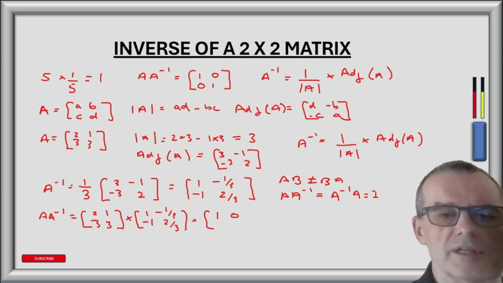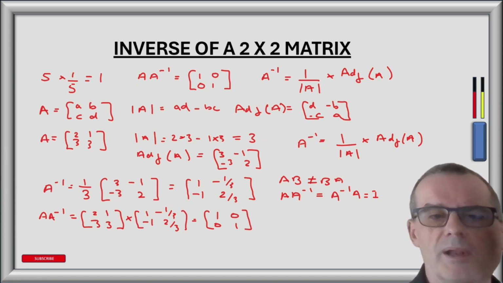Then if we move on to the next row of A, we have 3 times 1 minus 3, so that's 0. And we have 3 times minus 1/3, which is minus 1, plus 3 times 2/3, which is 2. So that leaves 1. That gives us our identity matrix.